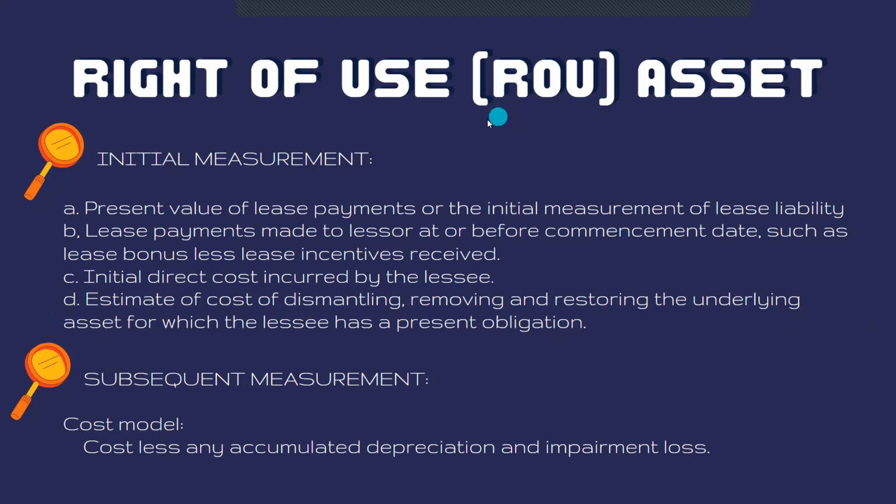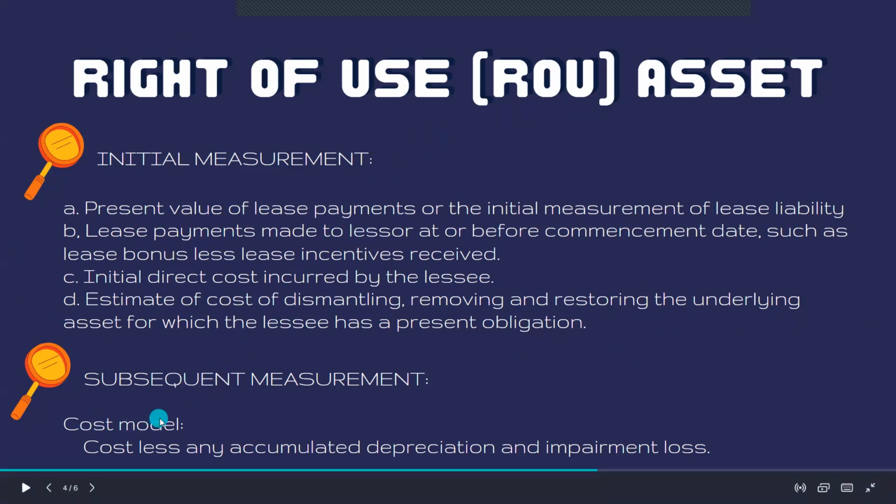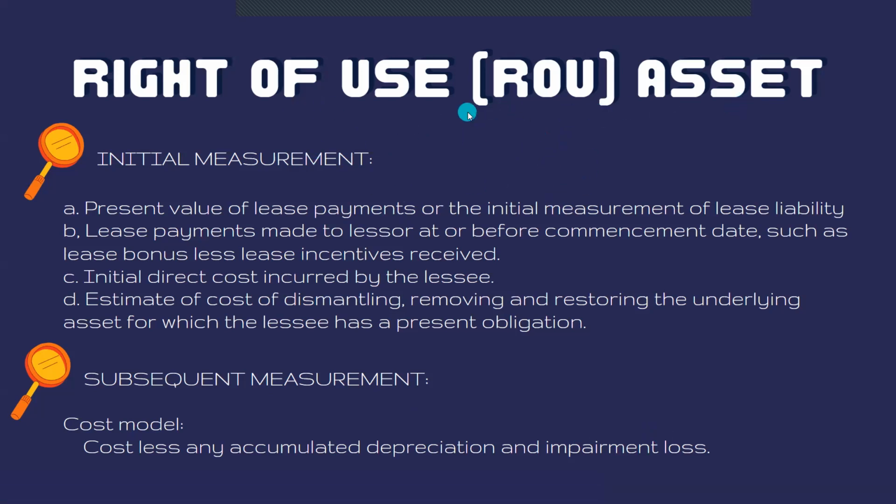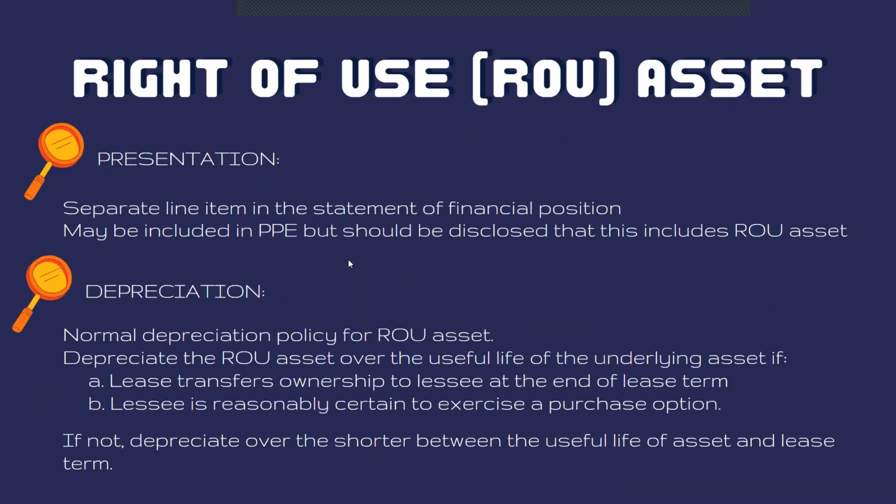Then subsequently, similar with PPE, it is subsequently measured at cost model which is cost less any accumulated depreciation and impairment loss. So dine-depreciate po natin ang ROU asset katulad ng PPE, di ba? Hawig sila ng measurement as to initial and as to subsequent. Parehas lang din sila. As to presentation, it is recommended to have it as separate line item in the statement of financial position.